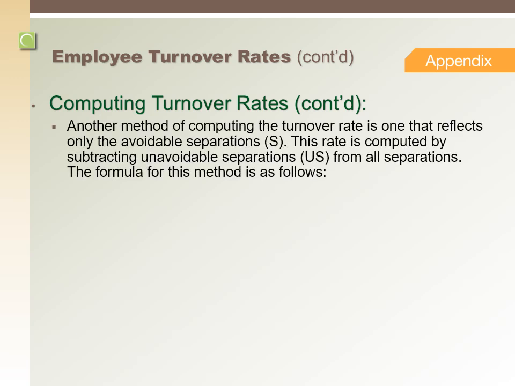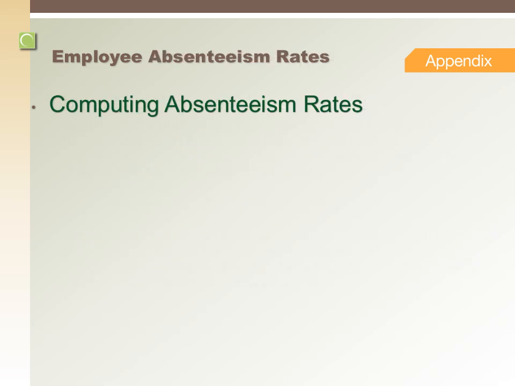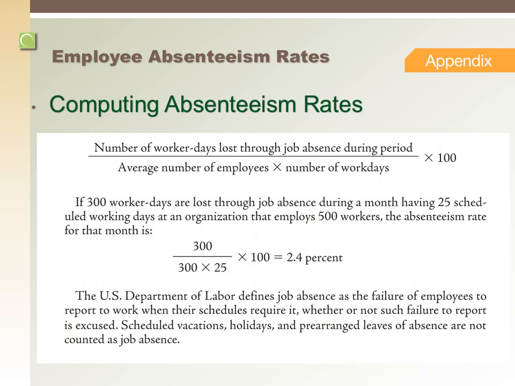Another method is one that reflects only the avoidable separations. This rate is computed by subtracting unavoidable separations, or US, from all separations, and it looks like this. All separations minus unavoidable separations, divided by the total number of employees at mid-month, times 100, is your turnover rate. So in this particular case, 25 minus 5 divided by 500, which were the employees at mid-month, would be a rate of 4%. Computing absenteeism rates, pretty simple. Number of worker days lost through job absence per period divided by the average number of employees times the number of work days, multiplied by 100, and in this instance you'll see that the percent is 2.4.